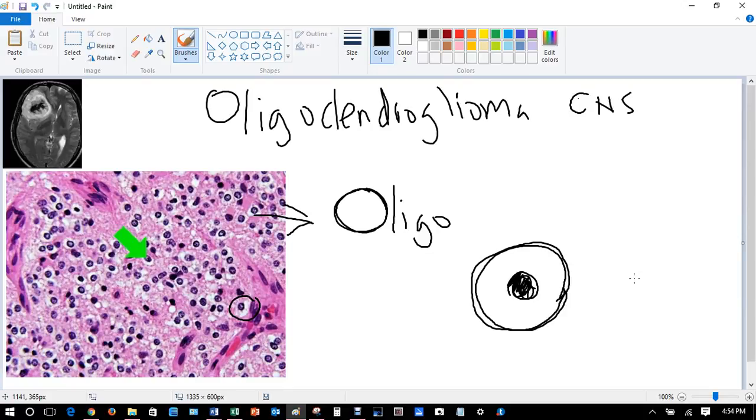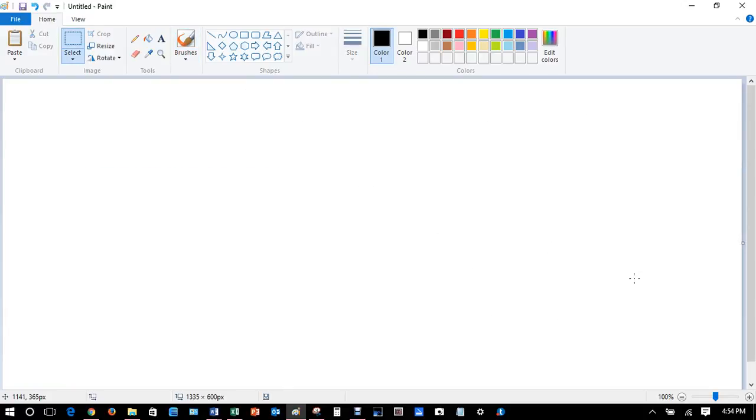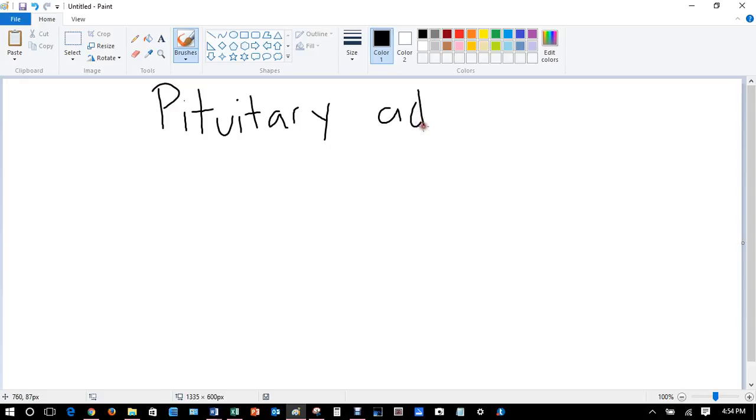All right, the last one to mention for this part on adult primary brain tumors is the pituitary adenoma. For the pituitary adenoma, this is most commonly a prolactinoma.